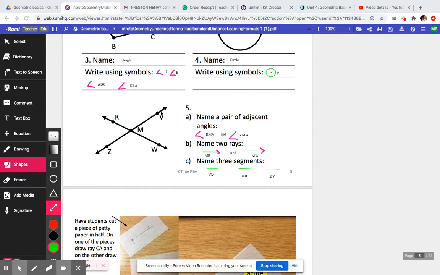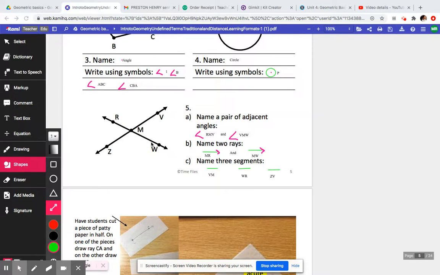We also have a few other ones. We could have done angle VMW is adjacent to angle WMZ. Notice how I'm keeping M in the middle because that's the angle's vertex, the point that is common.